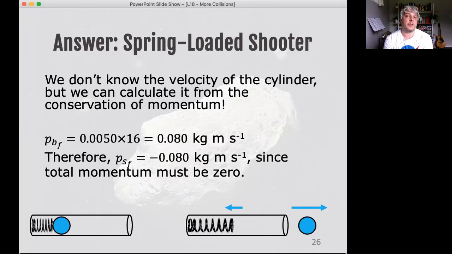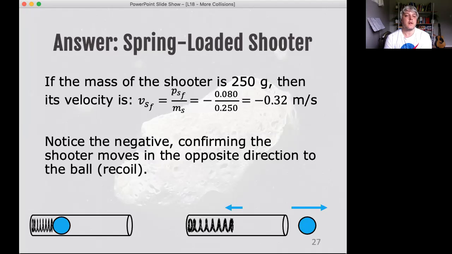So the momentum of the cylinder, of the shooter component, must be equal and opposite to the momentum of the ball component. But the mass of the shooter is bigger, so its velocity is going to be different to that of the ball. We can just calculate that from the momentum of the shooter. It becomes negative 0.32 meters per second. So the ball is traveling 16 meters per second to the right. The shooter cylinder thing is traveling 0.32 meters per second to the left. So it's negative, it moves to the left.